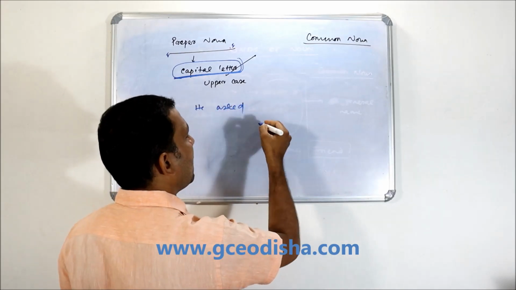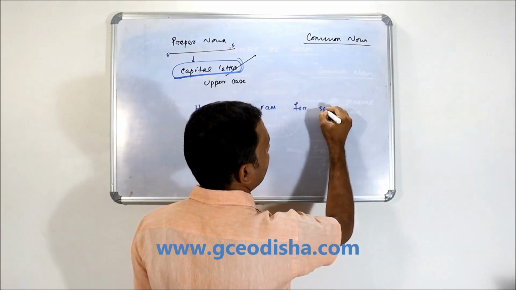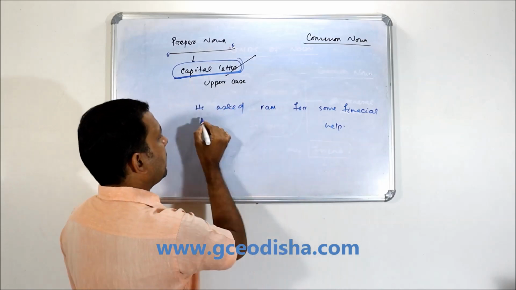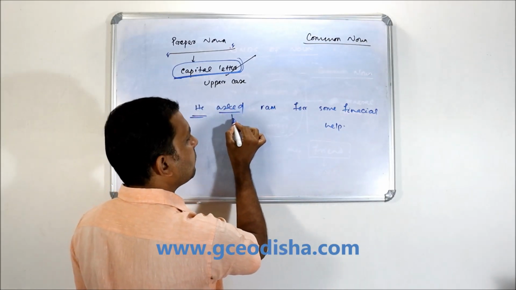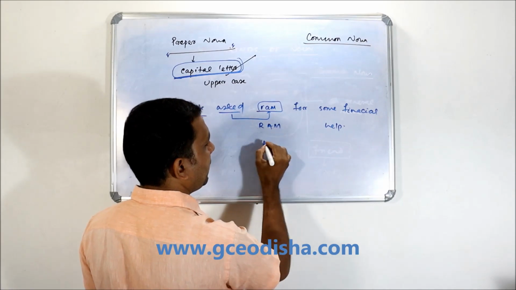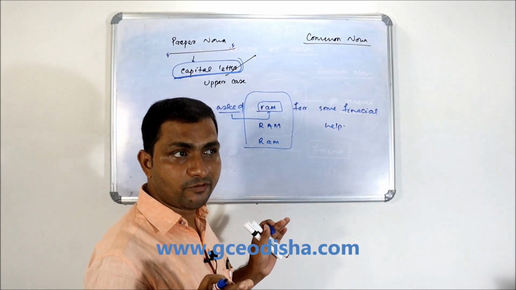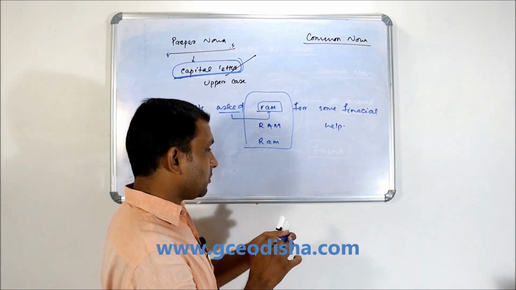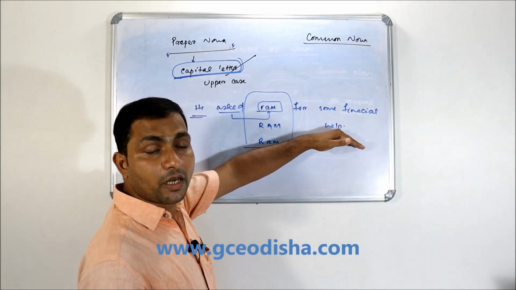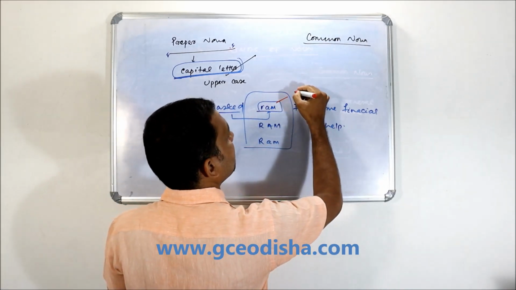Example: suppose here I am writing, He asked Ram for some financial help. He is the subject of the sentence, asked is the verb, and Ram is written. Now it can be RAM, or it can be a ram. As I told, English is a language, it should give a clear meaning. So when we say he asked Ram, that means Ram must be a person, because he is asking for some financial help. But when we write it as a ram, a ram is a female sheep.